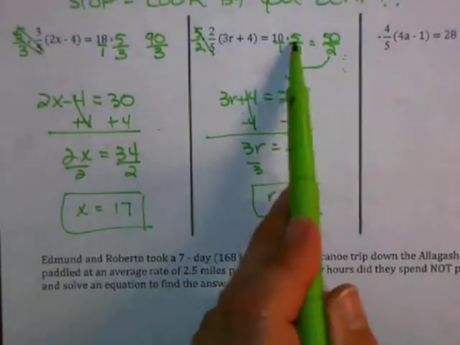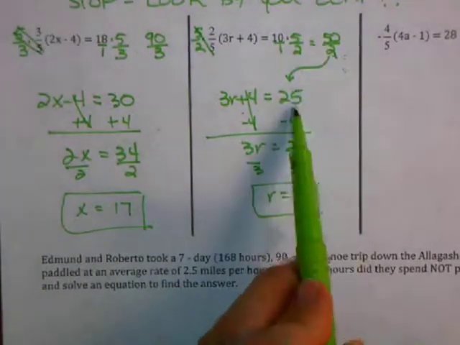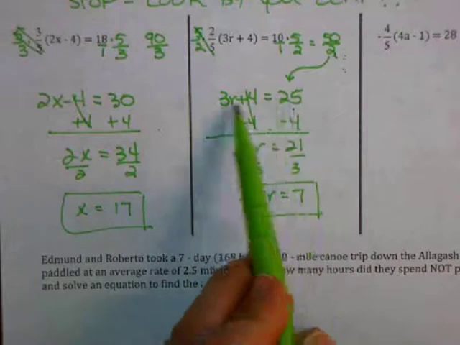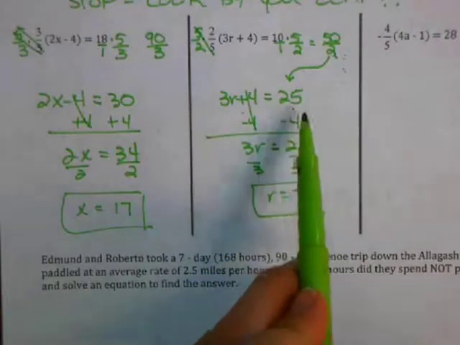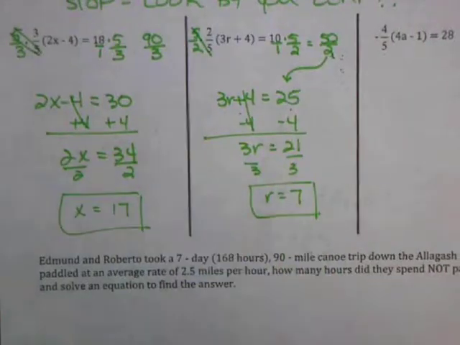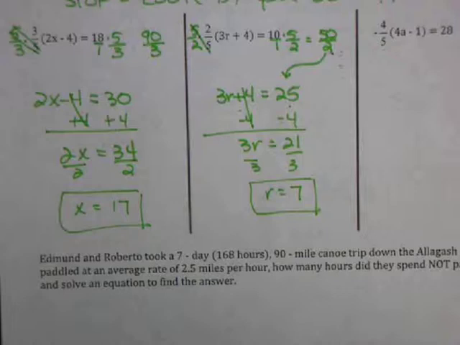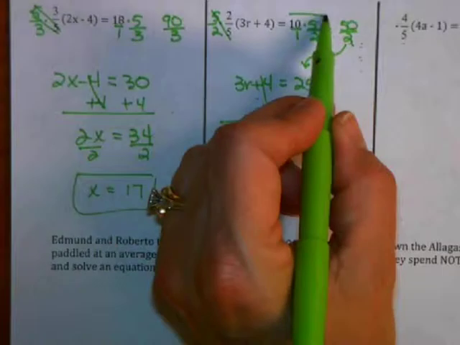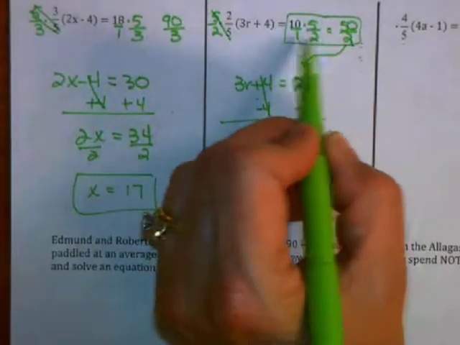All right, so I multiplied by 5 halves. I got 50 over 2, which becomes 25. And then I just have what's inside the parentheses equals 25 and r equals 7. This part sometimes confuses people. You just multiply straight across.